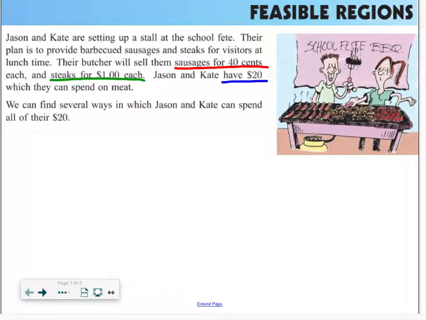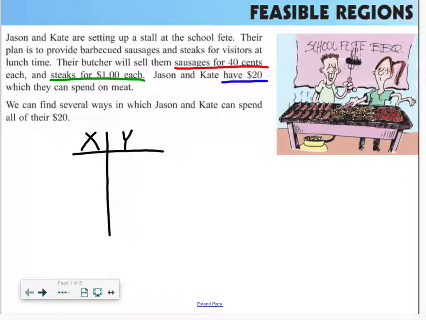So what we want is a visual representation of how we can see the options for what they could buy with their $20. Okay? So one way to best think about this is to set up a table and think about what would happen if they bought 0 of their things.